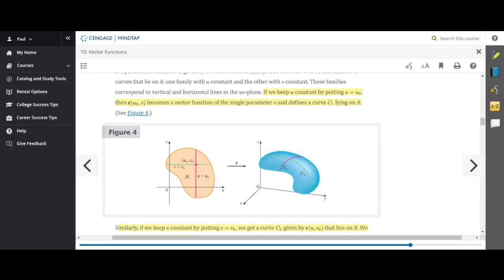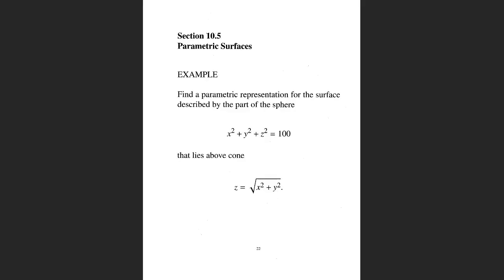So if there are no questions, let's go ahead and look at another example here. Let me give you a moment to copy this example down.